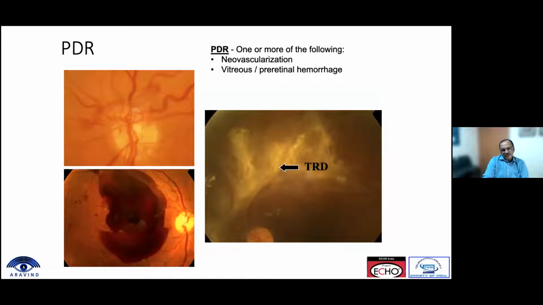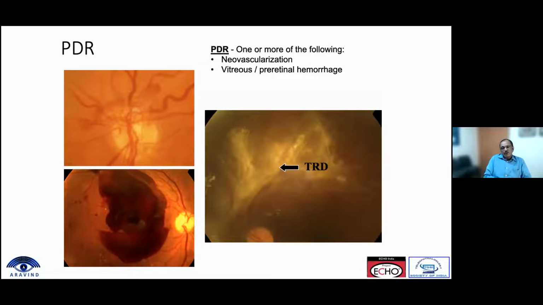So PDR is one of the main reasons for vision loss. One of the important things is the presence of neovascularization, which is when you call it PDR, along with, of course, the development of rupture of these new vessels.